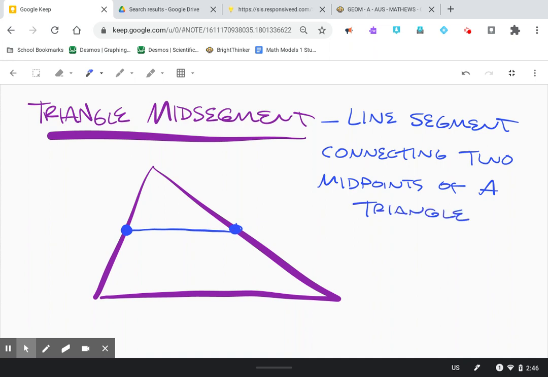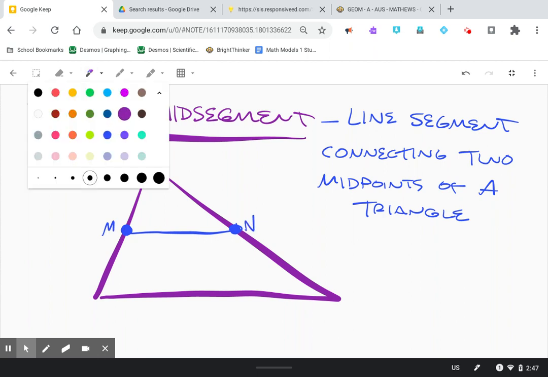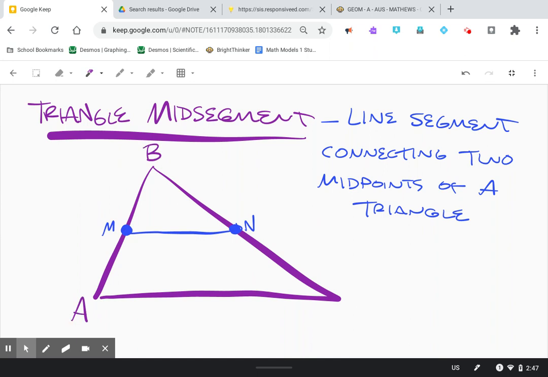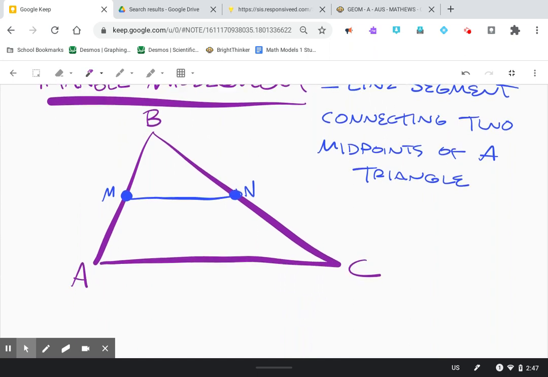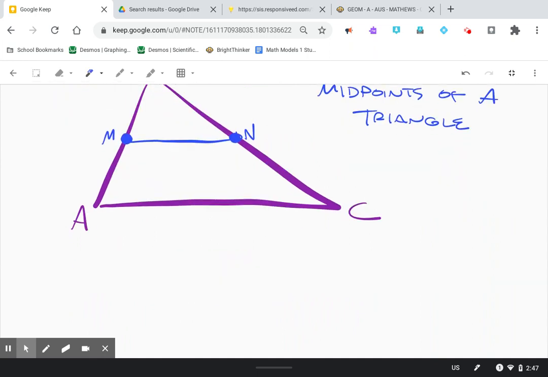So this would just be one of three. There could be another one here, and another one here. But in general, we're going to focus on just this one for now as we talk about the definition. So again, this is the midsegment of this triangle. Let's go ahead and call this triangle ABC.